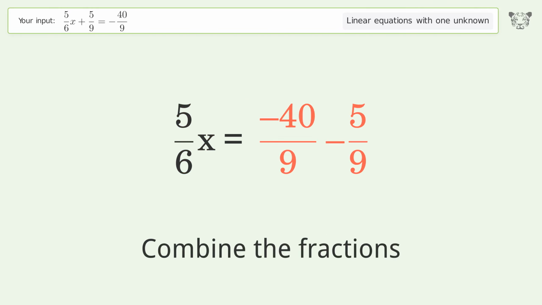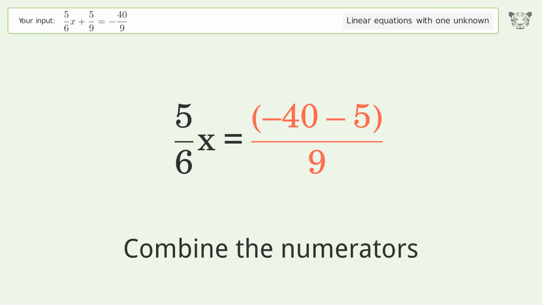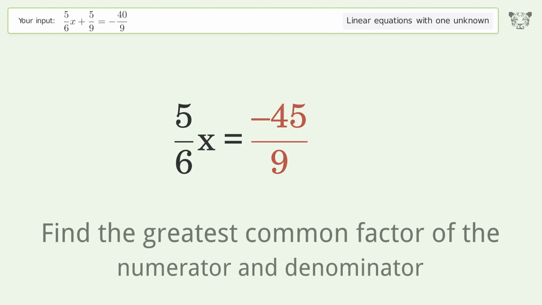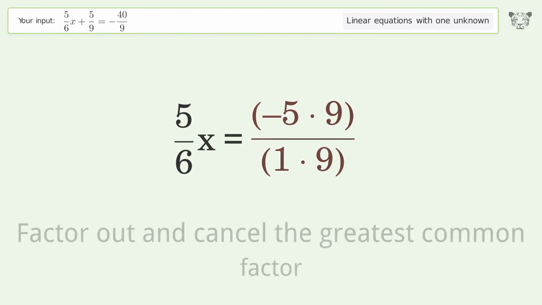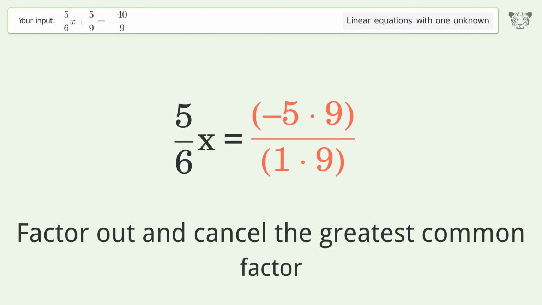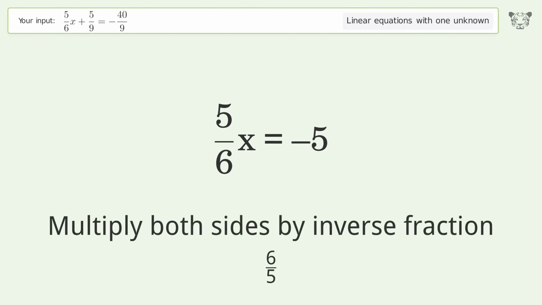Combine the fractions. Combine the numerators. Find the greatest common factor of the numerator and denominator. Factor out and cancel the greatest common factor. Isolate the x. Multiply both sides by inverse fraction 6/5.